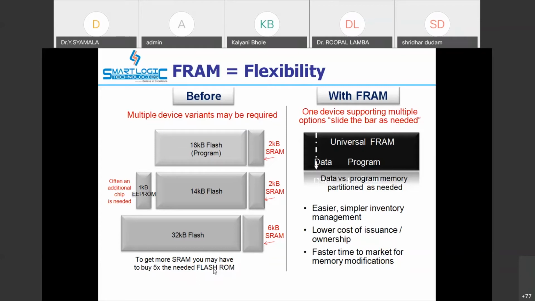Earlier, if the RAM was required more, you had to externally interface the RAM. But with FRAM technology, there is no need to do that. So that's why you can use FRAM. But a very important consideration is that cost matters, so you must check that also.